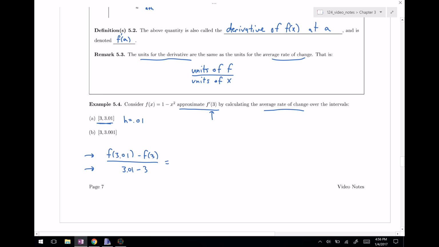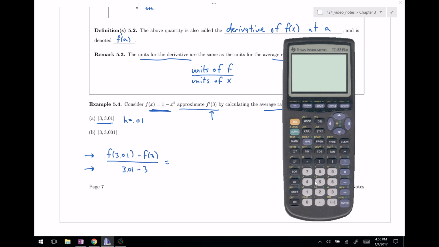Now, here's where I need to pull out my calculator. And remember that f is given to us up here. It's a very specific function, 1 minus x squared. So let's go ahead and pull out our calculator here and do some quick calculations. So f of 3.01. So I need to plug in 3.01 everywhere I see an x. So 1 minus 3.01 quantity squared. And from that, I need to subtract away f of 3. So this is going to be f of 3. So everywhere I see an x, I'm going to plug in a 3: 1 minus 3 quantity squared. So that's going to be negative 8.